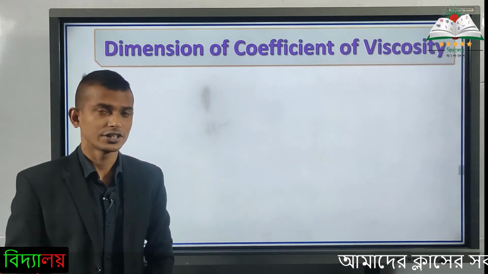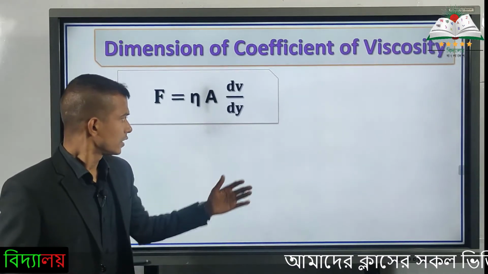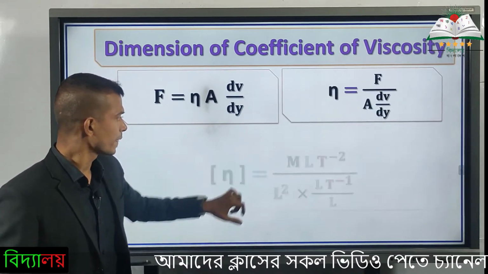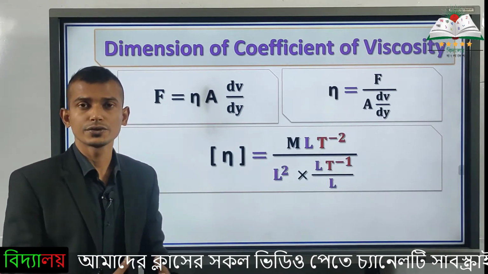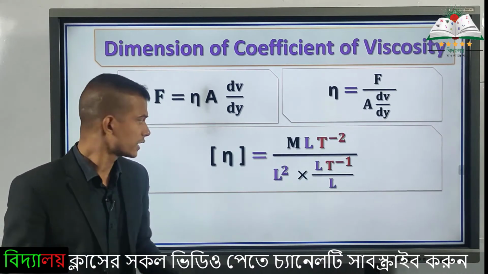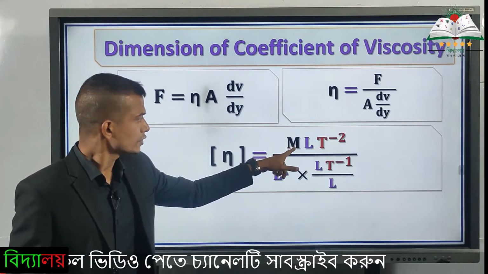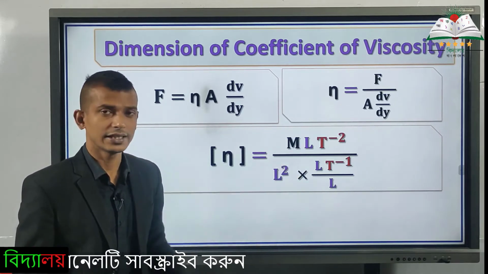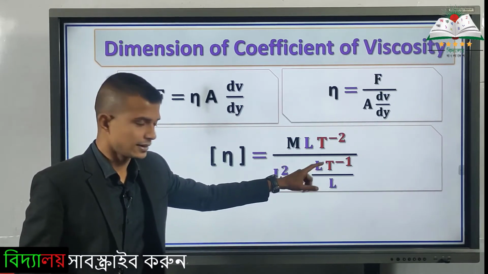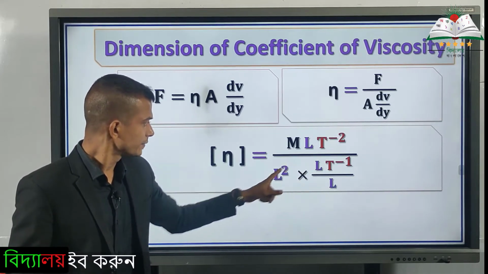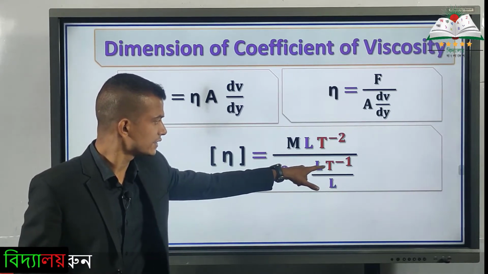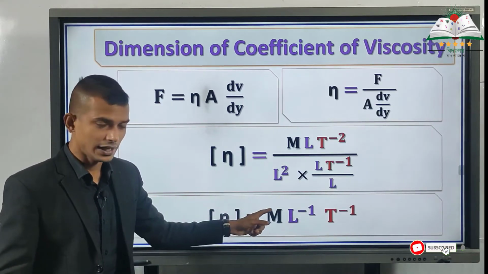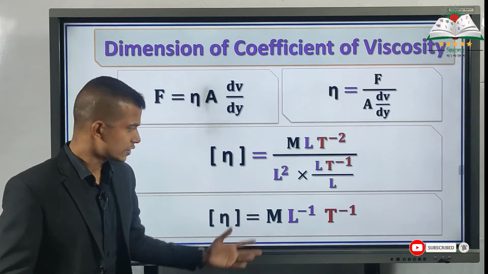Now the dimension of viscosity coefficient. Newton's law, so eta equals F divided by A dV by dy. As I have said, I am going to use the dimension of force directly, so we have written force equals MLT inverse 2. Area is L square, velocity is LT inverse 1, and thickness is L. So this L and this L, they get vanished. This L square goes up and this T inverse goes up. So the dimension of viscosity coefficient becomes M L inverse 1 T inverse 1. This is very, very important.